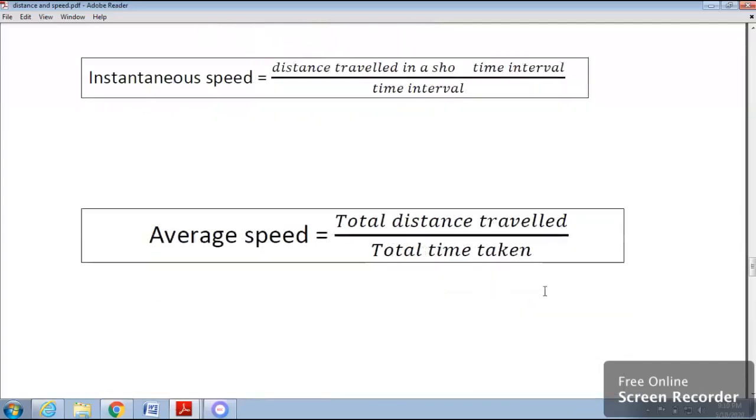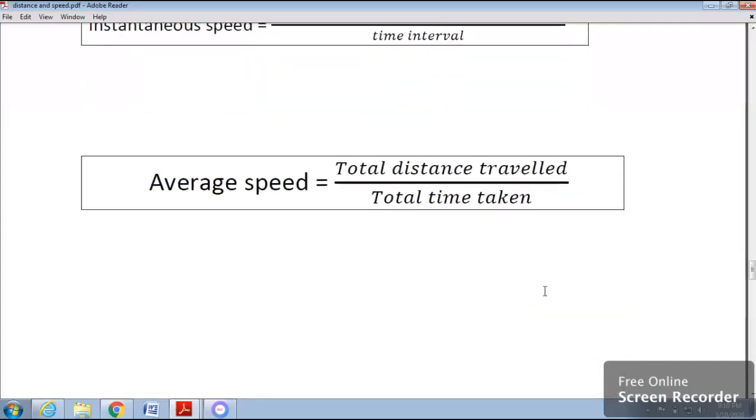Average speed. Next is simple: total distance traveled by the body by total time taken. To calculate average speed, total distance traveled by the body by total time taken. This is how we can calculate the average speed of the body.